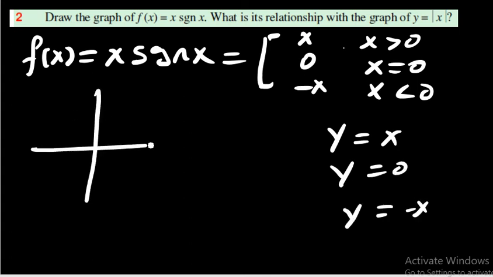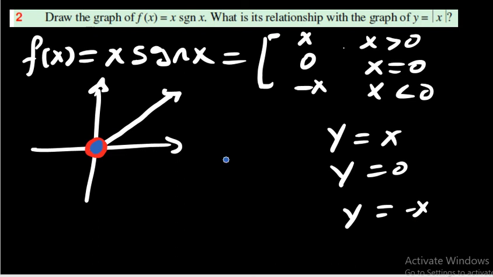Remember, y is equal to x is a line passing through the origin and slanted to the right. But I have to take this part, just a line, and don't forget that it will make a hole here. The second one, y is equal to 0. When x is 0, y is 0, which means the hole will be closed right now. At 0, 0, the hole will be closed.